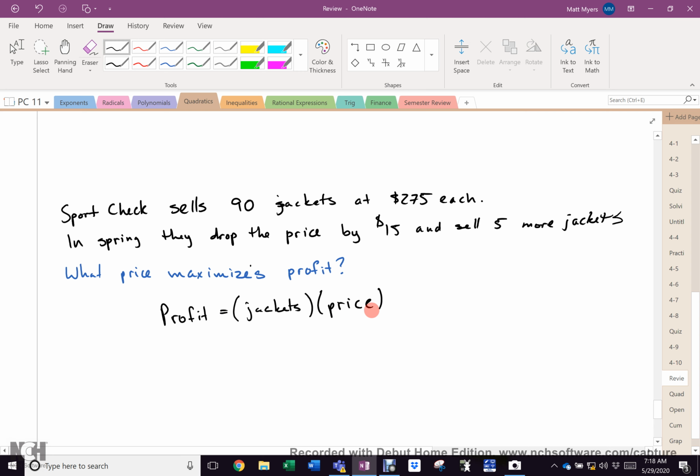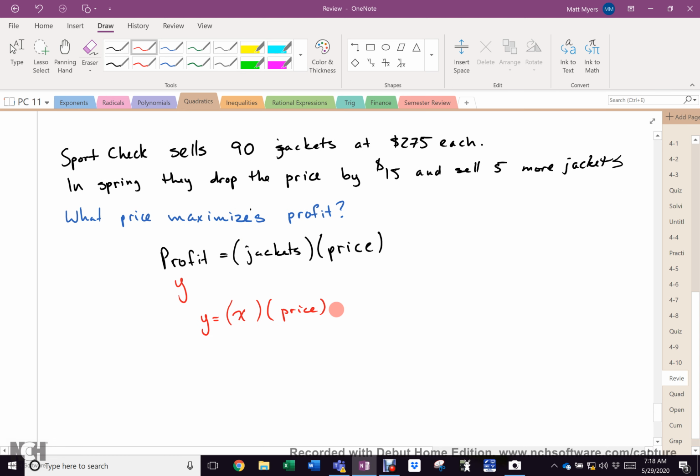All right, so y, and our x's are over here. Y must equal some amount of jackets sold times a price, right? So that must be, now what happens if they drop the price by $15? They sell 5 more jackets. So if I do x minus 15, then I sell 5 more jackets, don't I? Right?